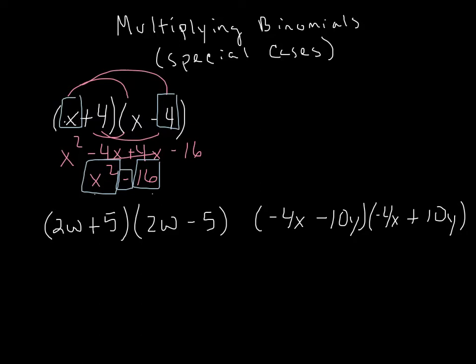Okay, so if you look at the next one, we'll do the shortcut this time. Notice how they're exactly the same thing, except there's a plus in the first one and a minus in the second one, but everything else is exactly the same. So the shortcut: square the first one, so 2w squared, and then you do minus and square the second one, 5 squared. So 2 squared is 4, w squared is w squared. 5 squared is 25, and you put your minus. That's it.